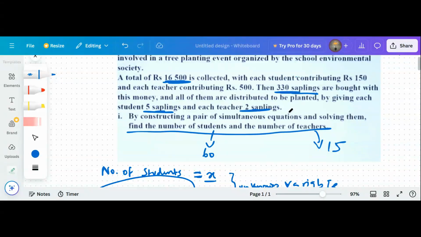So I hope you understood this question. This is a simultaneous equation question, and this was an exam question. So I hope you understood. Thank you very much.